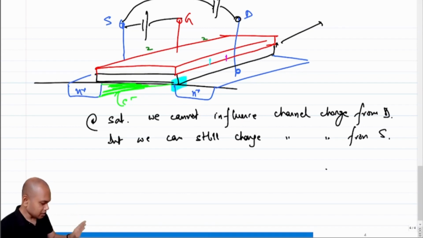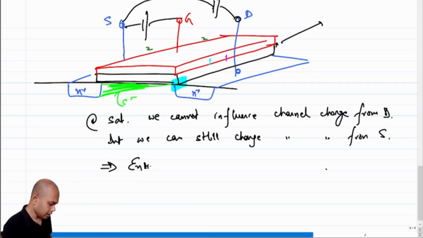So, however, the channel charge can still be influenced by changing the gate to source voltage, which means the entire channel charge, which was initially equally split, right? The entire capacitance that was initially split between the gate and the source and the gate and the drain is now shifted towards the gate and the source, right? Which implies the entire channel capacitance shifts towards CGS. And what is CGS now?